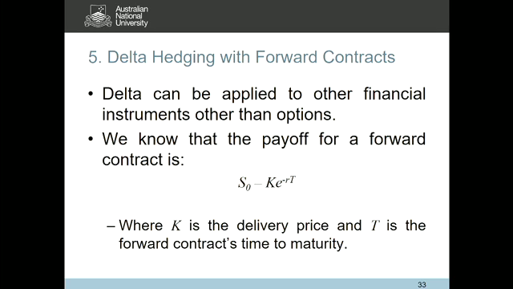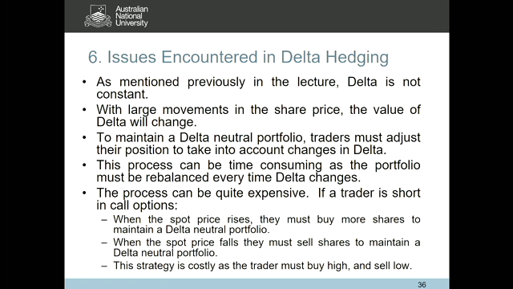Actually, before we do that, we're going to go down to the problems with delta hedging. What is delta hedging? Delta hedging is maintaining a delta neutral portfolio, so you don't lose money on the value of your portfolio, which includes your options. We're not losing money, we're hedging the value of our options.